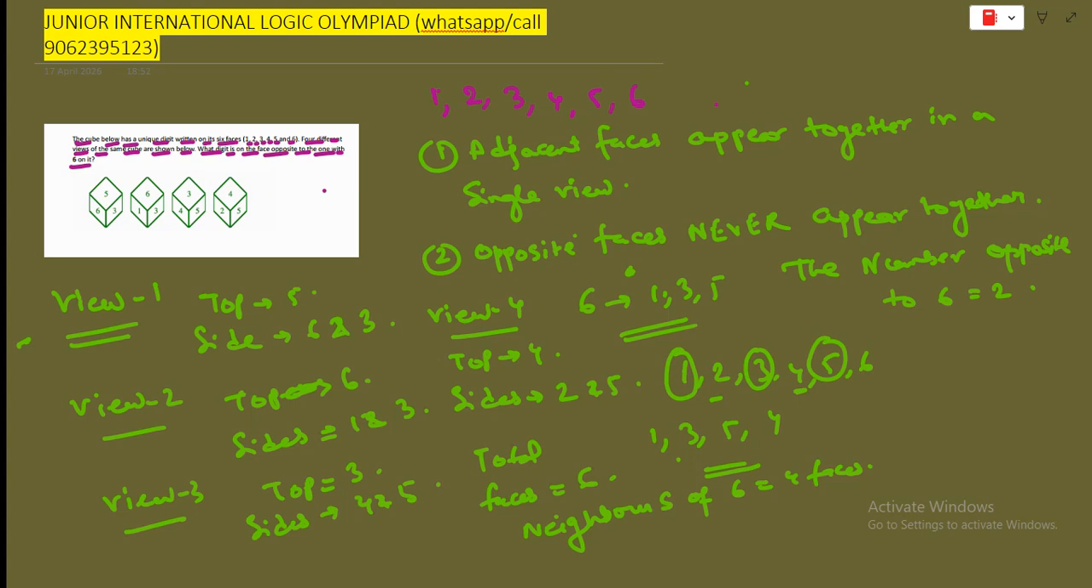Cube questions test whether your brain is rotating or stuck. So next time you see a cube, don't just look at it, interrogate it. Whenever you see cube problems, track one number only, list its neighbors, and the opposite is the one never seen with it. Okay, simple and beautiful. So we have beautifully solved a classic question from the Junior International Logic Olympiad.